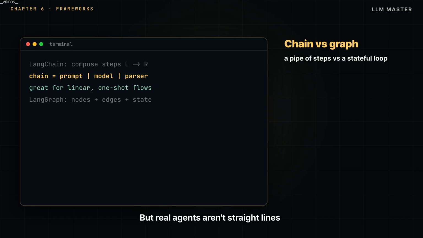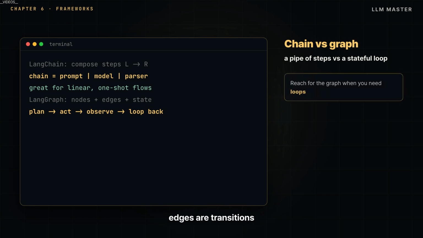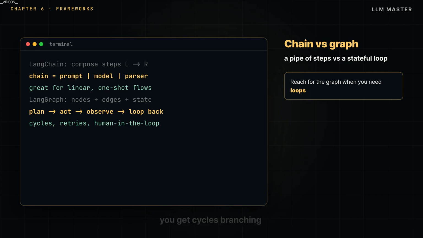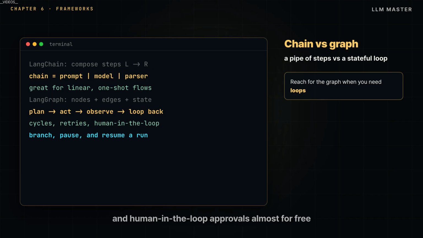But real agents aren't straight lines. They loop, they retry, they back up and try again. That's why the same team built LangGraph. Here you model the app as an explicit graph. Nodes are steps, edges are transitions, and there's a shared state object threaded through the whole run. Because it's a graph, you get cycles, branching, checkpoints you can pause and resume, and human-in-the-loop approvals almost for free.